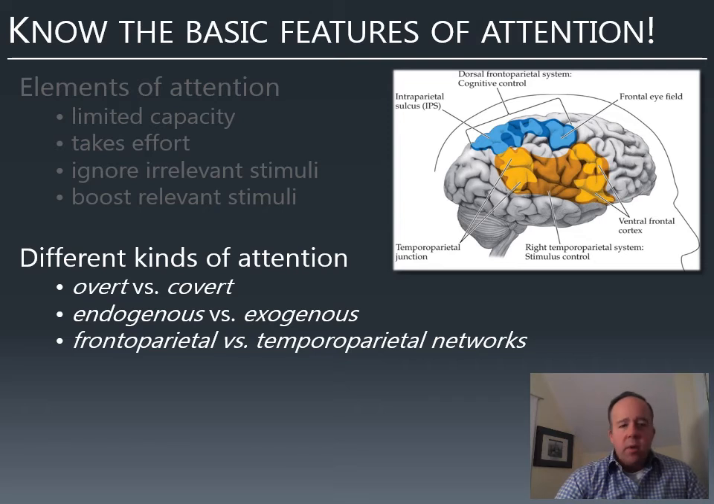Know how these things relate to the brain. We have the frontoparietal network and the temporoparietal network. Those seem to relate to endogenous and exogenous attention respectively. So understand that relationship.